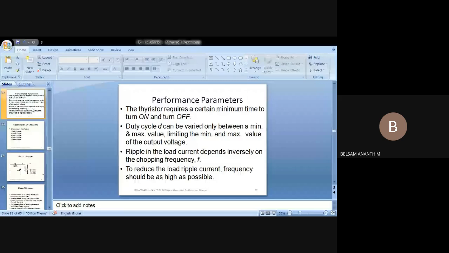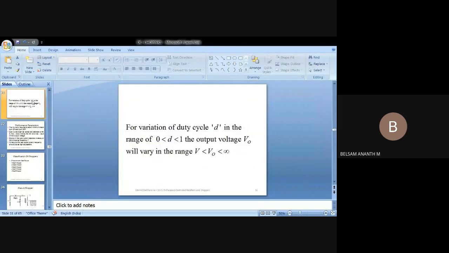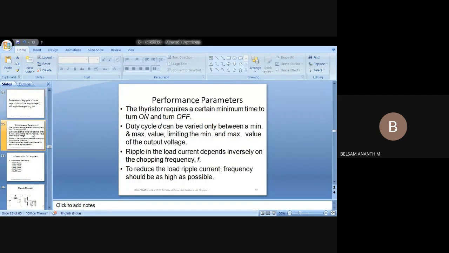Okay, with these performance criteria, we will do it in the next class, because many things we have discussed and now the time is almost 3. Now I'll take the attendance. Up to this, I'll stop for today's class. The next class will speak about the performance parameters.